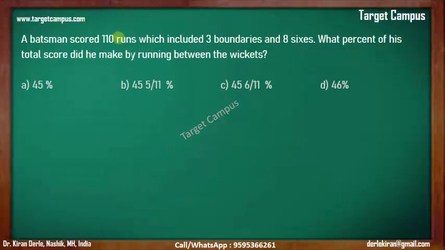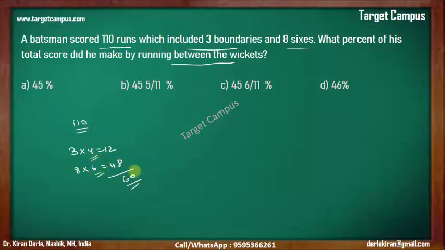A batsman scored 110 runs, which included 3 boundaries and 8 sixes. What percent of his total score did he make by running between the wickets? Very easy question. So in 110 runs, this included 3 boundaries, that is 12 runs from boundaries, and 8 sixes, that is 8 into 6, 48. So 60 runs have come through boundaries and sixes only.